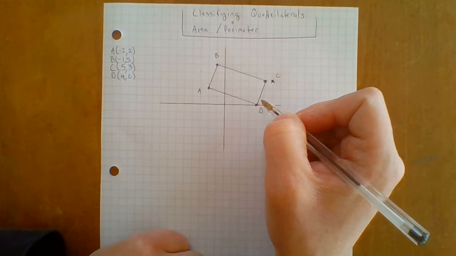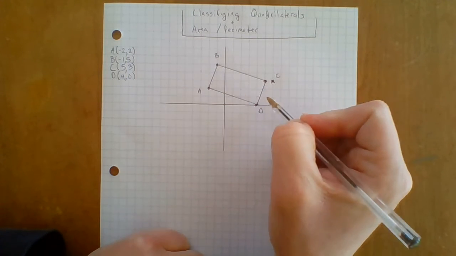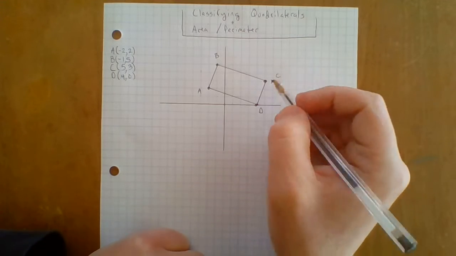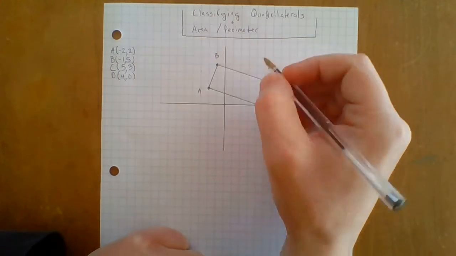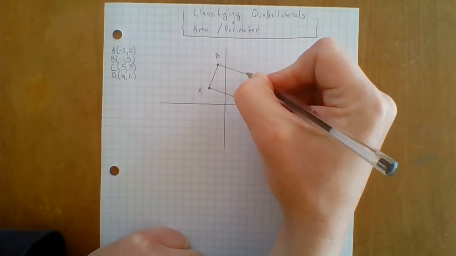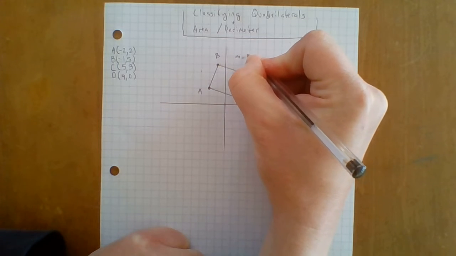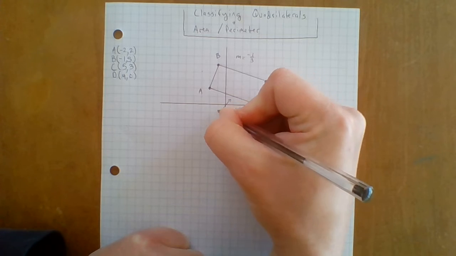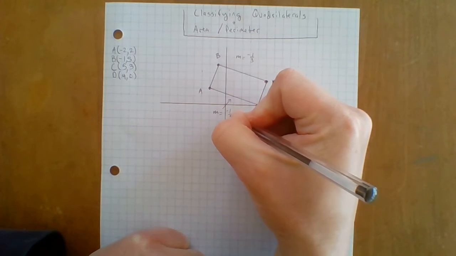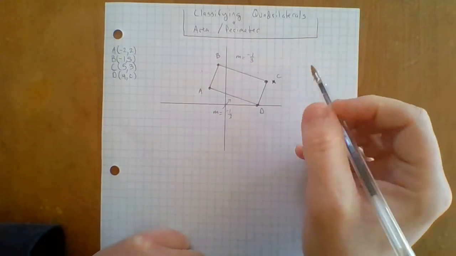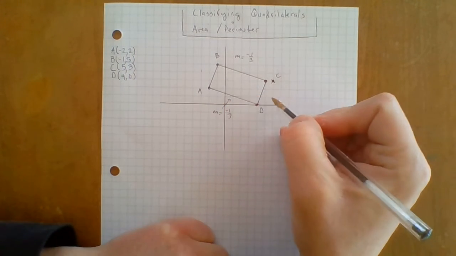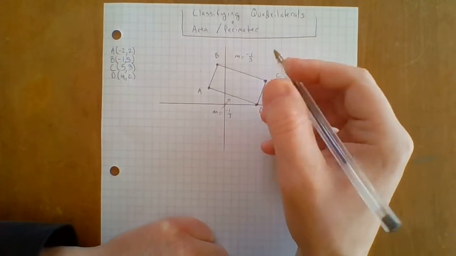What I want to know are a couple things. I want to know the slope of the sides, and I want to know the length of the sides. That's where I'm going to start. So see these long sides, BC and AD? They're going down 1 and over 3. I think the slope of that is negative 1/3. And the slope of this side is also negative 1/3. And if two sides have the same slope, that means they're parallel. So if these two sides are parallel, then this is at least a parallelogram.